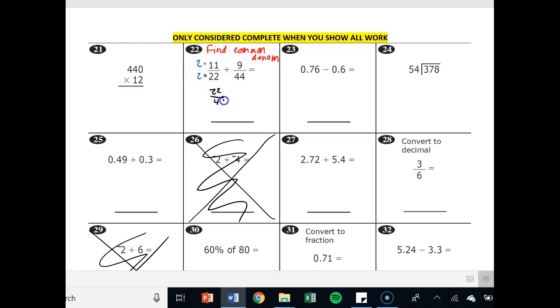Now I have common denominators, and because I have common denominators, I just get to add my numerators, right? So 22 plus 9 is 31 over 44. That's how you get your answer.